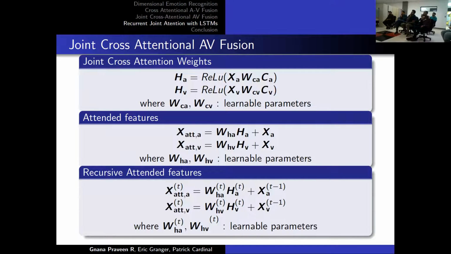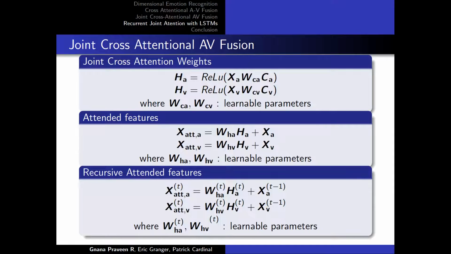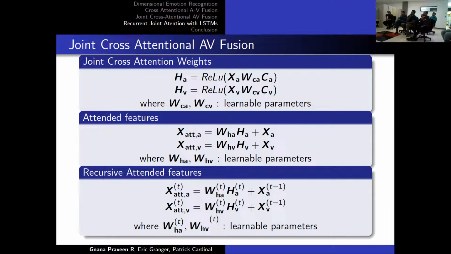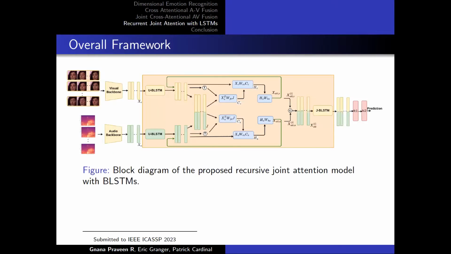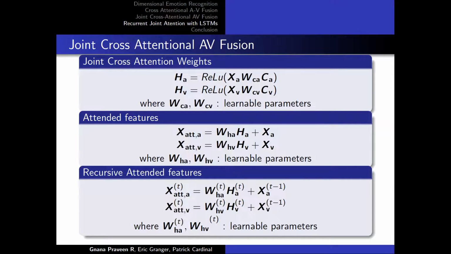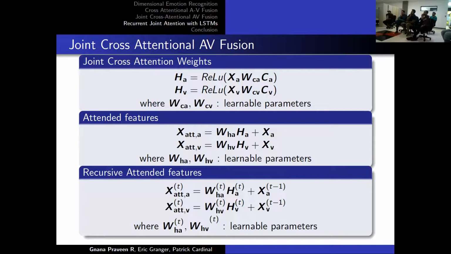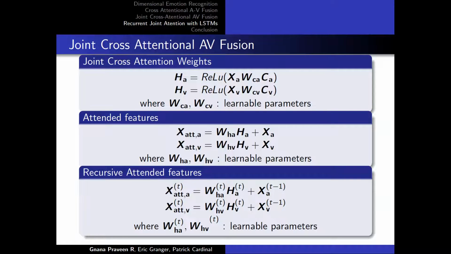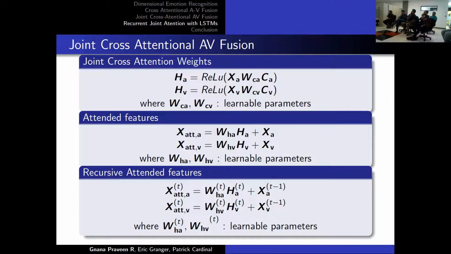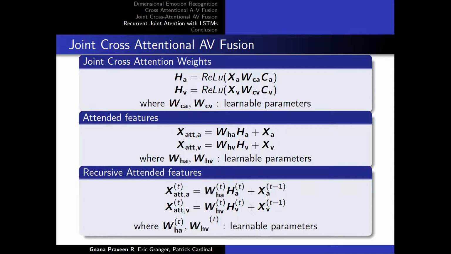in recursion, we add the feature vectors of the previous iteration to the current iteration. But in two-stage, we add the actual feature vector instead of the previous one. We add the actual feature vector to the current iteration. That's the difference between two-stage and recursive.